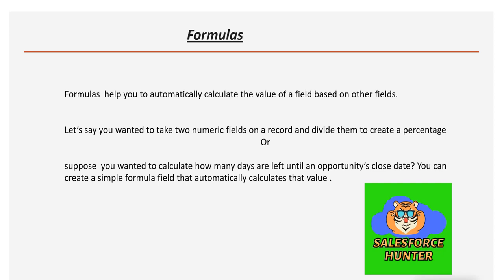Basically, depending on the values of the other fields, you calculate the value of a specific field that you require. Let's say you wanted to take two numeric fields on a record and divide them to calculate a percentage. That you could do using formulas.